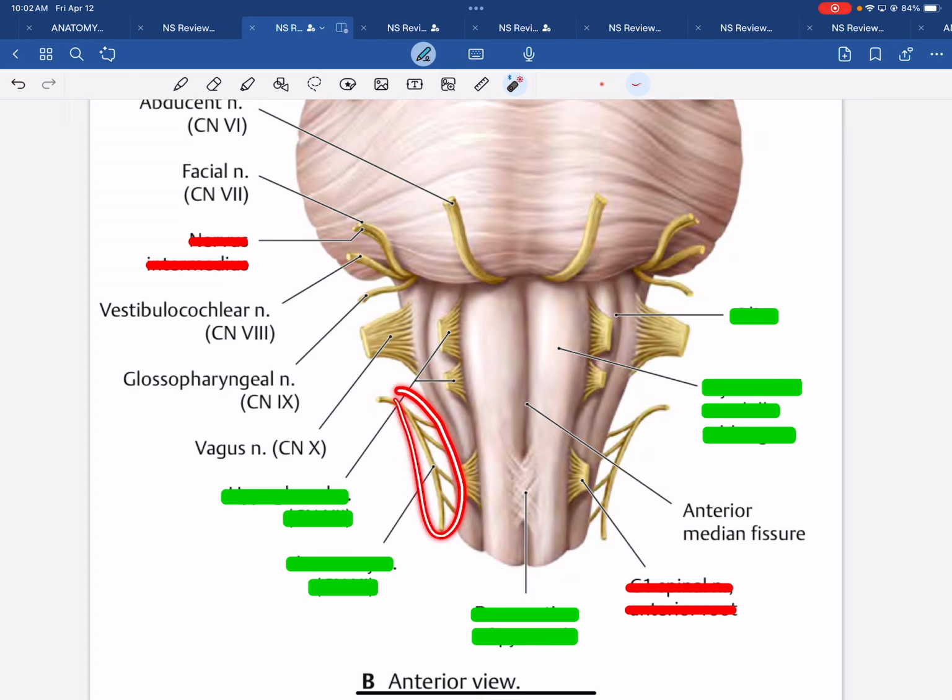Here, that's accessory. Good, accessory, number 11. Good. Function? It should be sensory only. Oh, sorry, motor only. Movement of head and neck. Good, movement of head and neck.